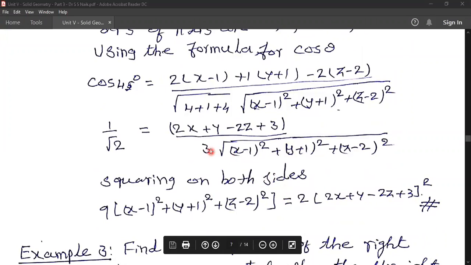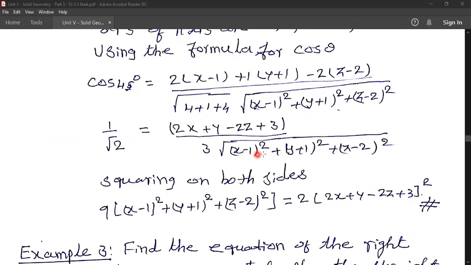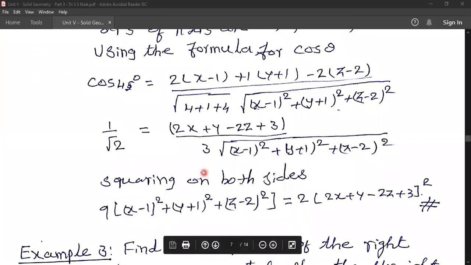This becomes 3 square into the square of this value, the square root gets cancelled, so it becomes 3 square, which is 9, and then the square of root 2 goes on the right hand side. It becomes 9 times [(x - 1) square plus (y + 1) square plus (z - 2) square] is equal to 2 times (2x + y - 2z + 3) square.